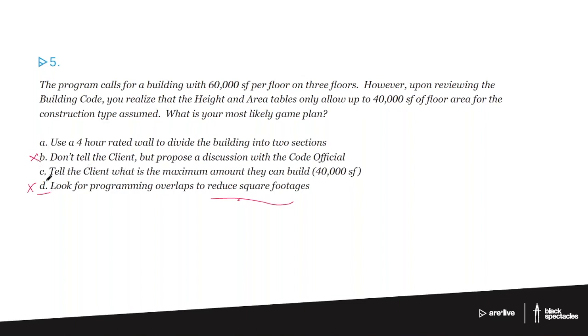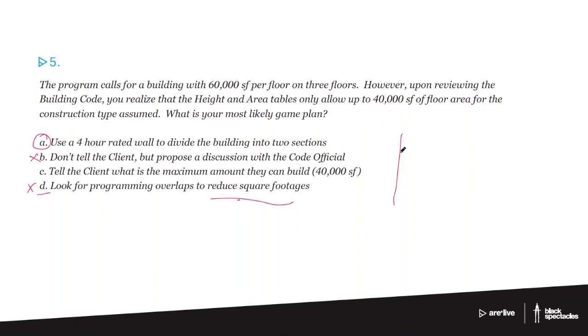So now we have A and C left. Let's look at C. Tell the client what is the maximum amount they can build, which is 40,000 square feet. You absolutely would want to tell them that, but that's not really going to be the answer they're looking for. They're looking for, okay, great, but how do I get 60,000 square feet? And of the choices that we have here, the only really good one is A.